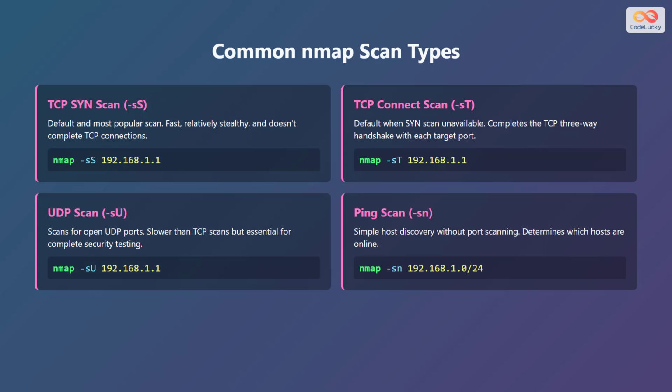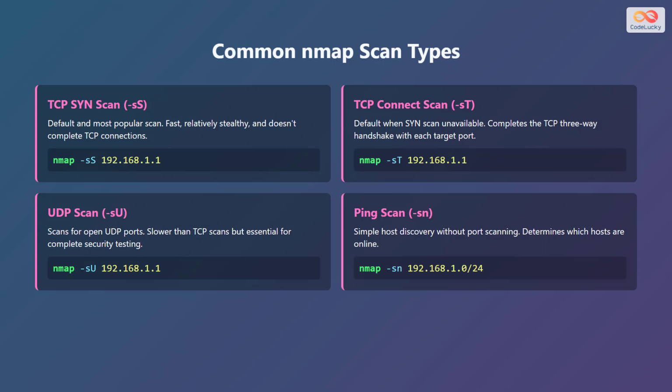There's also the UDP scan, which uses the flag -sU. This scan type is used to find open UDP ports. It is slower than TCP scans but essential for complete security testing. You can initiate it with nmap -sU and the target IP address.